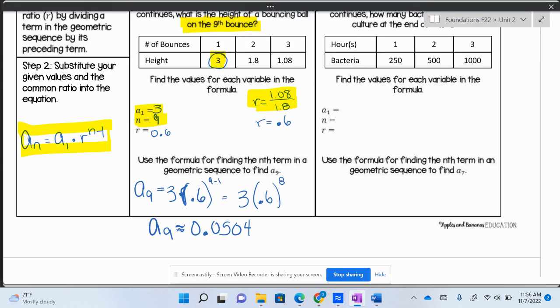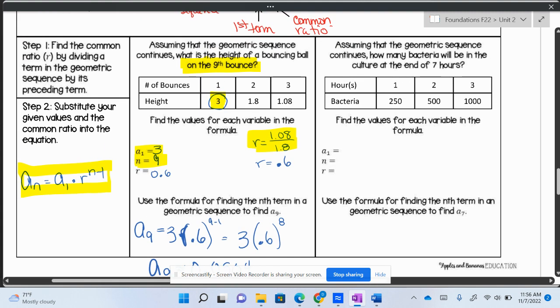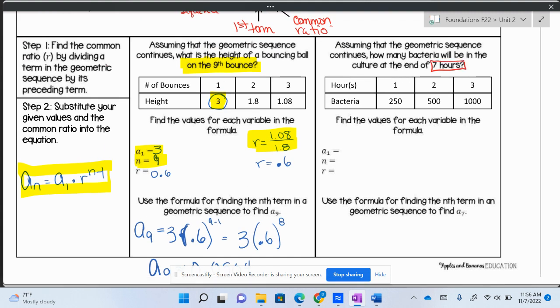So for this next example, I'm trying to find the 7th. It says what's happening after 7 hours. So I'm trying to find the 7th term. What is the value of the first term? a1 is 250. What is the value of n that we're looking for? What term are we looking for? The 7th term. How am I going to find out what r is? What am I going to divide?